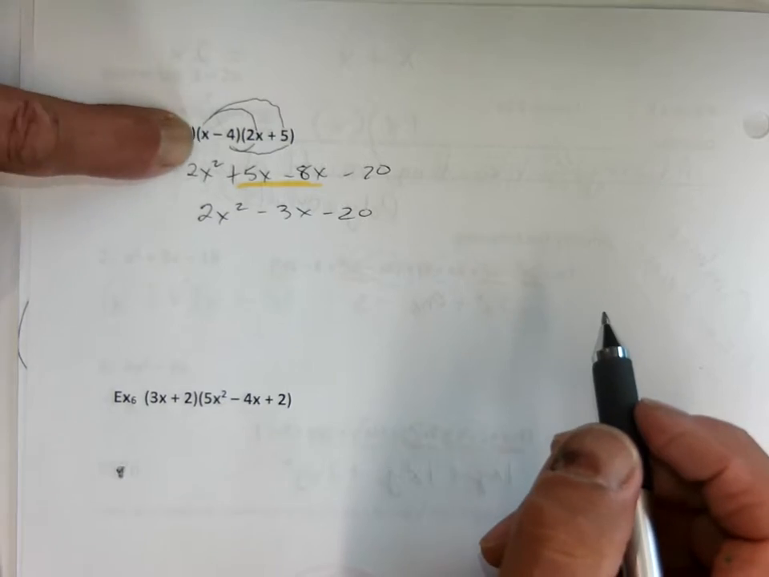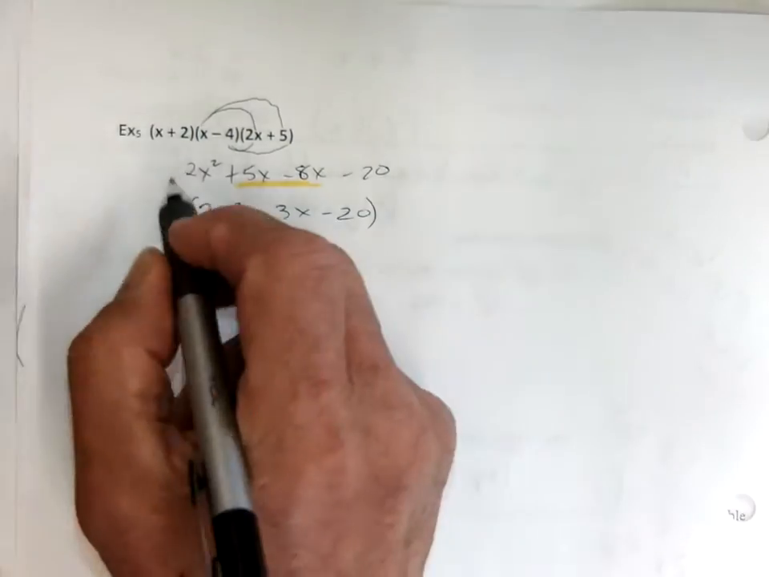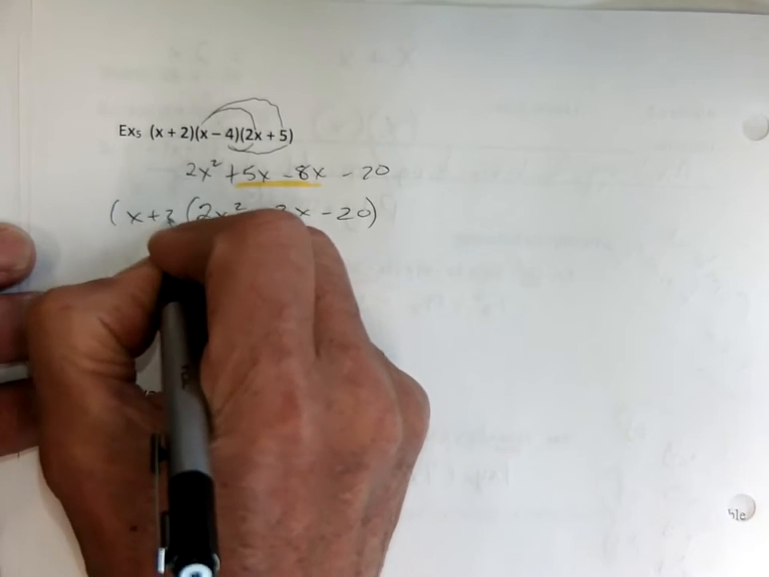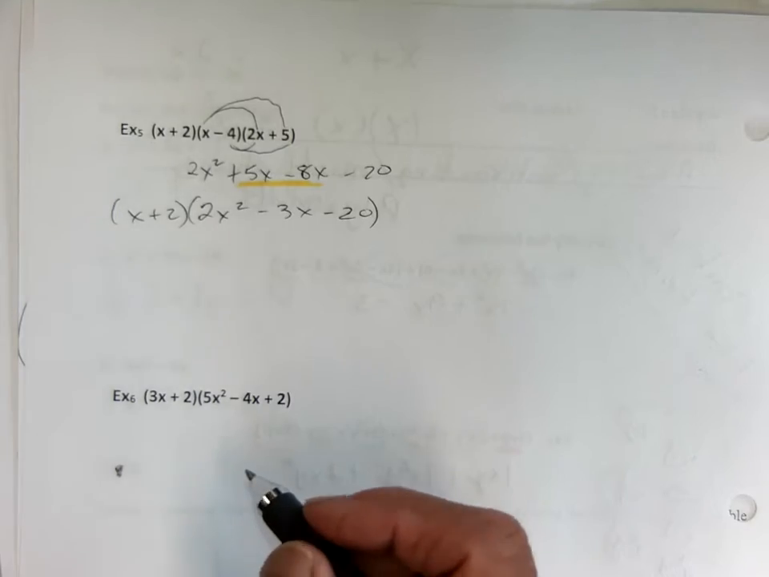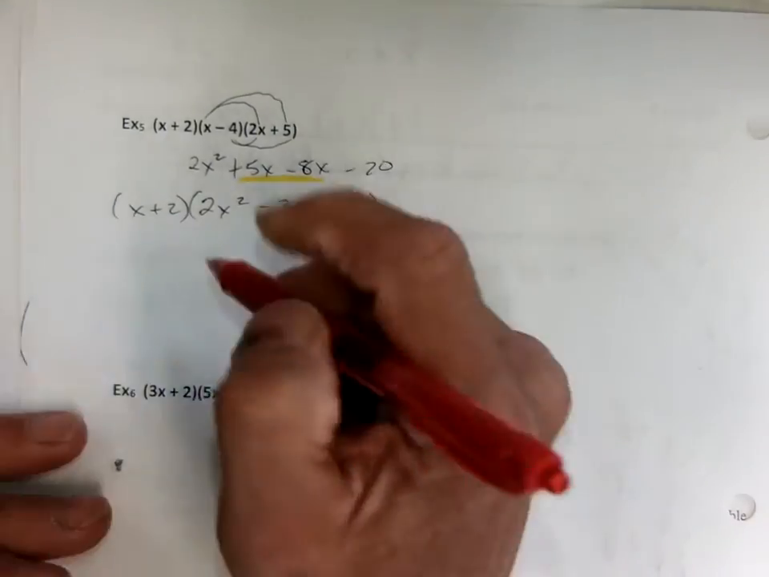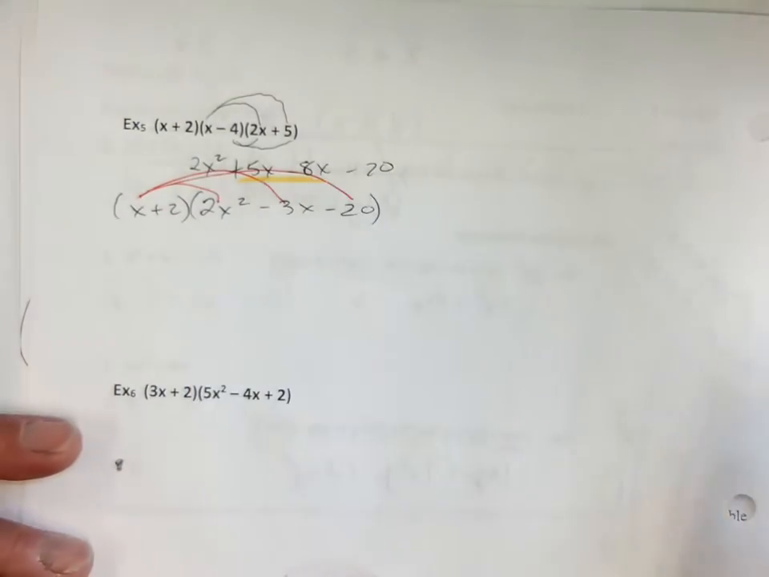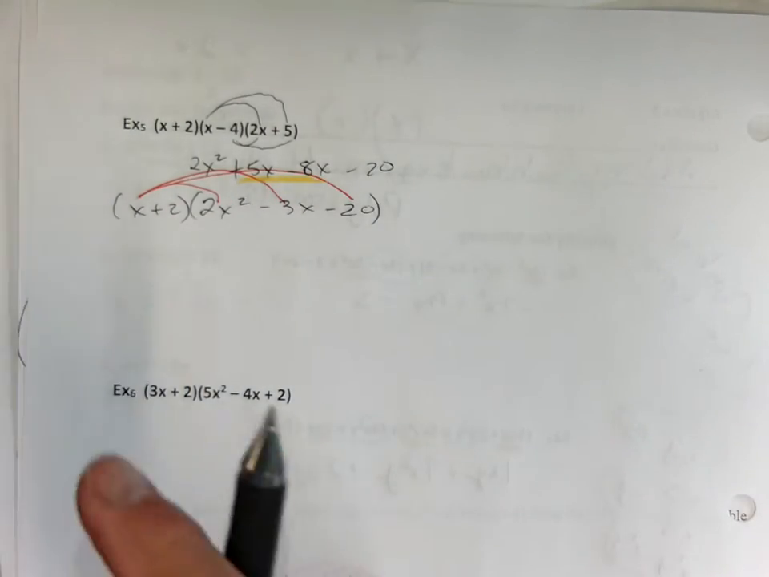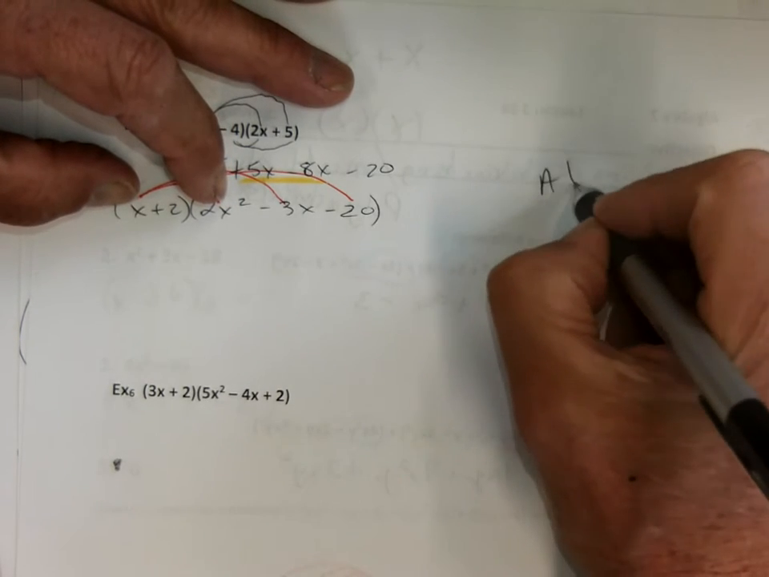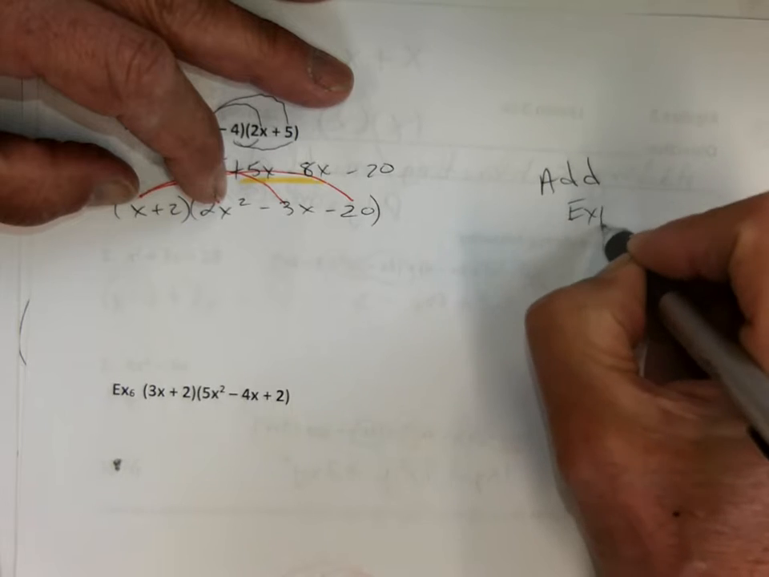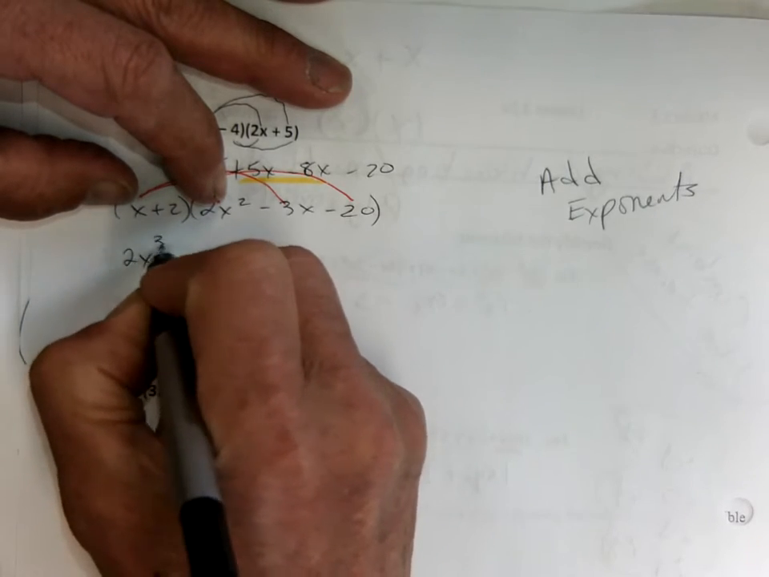Now I've been ignoring this one, but I'm not gonna ignore it anymore. Okay. So I can't forget I also had a x plus 2, right? And we'll do the same thing. We're gonna multiply it out. So I'll go x times 2x squared, I'll go x times 3x, and x times 20. I'll do that. X times 2x squared, we're going to add exponents. Add exponents. So I get a 2x to the third power.